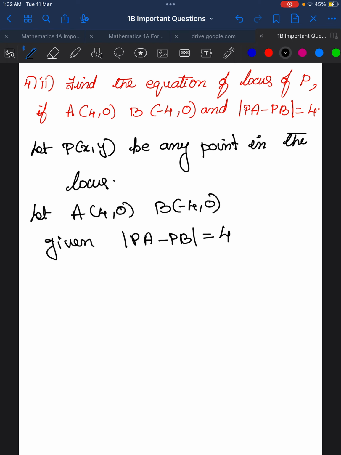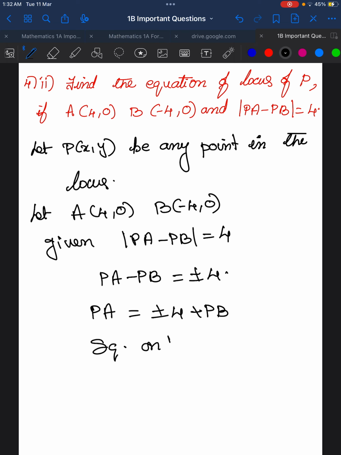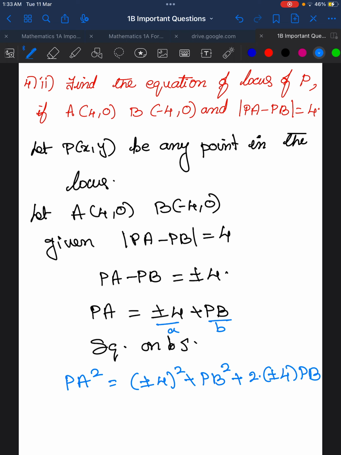So if I want to remove the modulus, what happens? PA minus PB, I can write as plus or minus 4. So PA can be written as plus or minus 4 plus PB. Now what I am doing is squaring on both sides. PA square: here I am taking this as A and this as B. A square plus B square plus 2AB formula I have applied. So this is PA square, plus or minus 4 square will become plus 16, plus PB square plus or minus 8 PB.